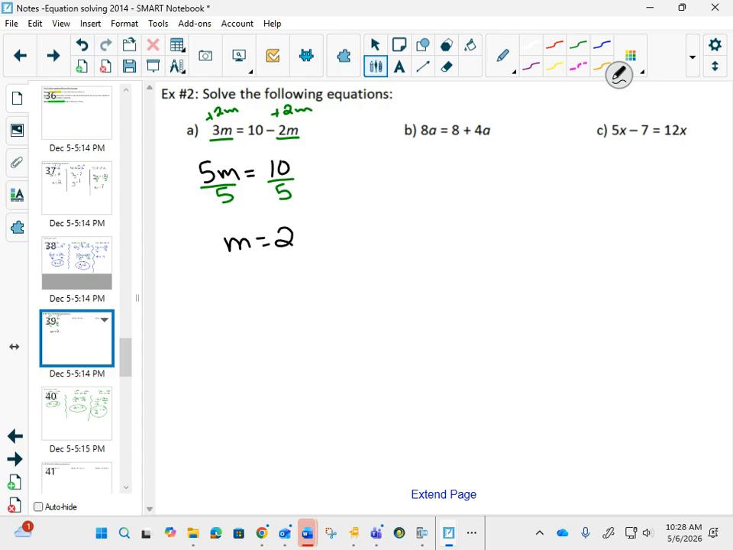So the beginning part is hard for our brain to figure out. We combine those like terms and our life becomes a lot easier.